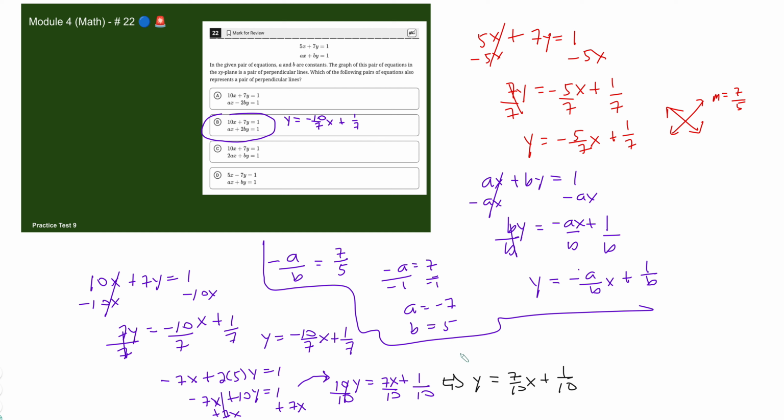And compared to this equation, which is y equals -10/7x plus 1/7, as you can see, these two slopes are negative reciprocals of each other. Therefore, these two lines are perpendicular. Therefore, B is the answer. And that's it.